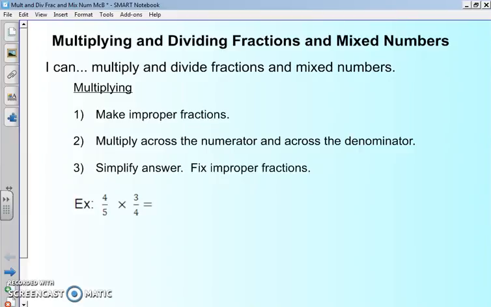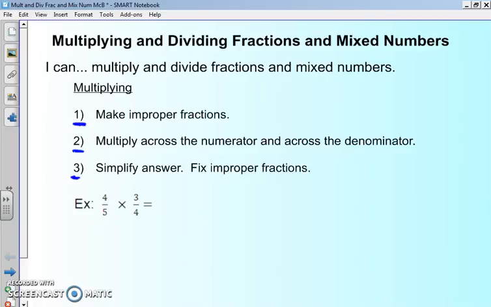So there are three main steps that you need to do when you are multiplying fractions or mixed numbers. The first thing is, if there are any mixed numbers in the problem, you need to first make those improper fractions. That's always the first thing you need to do. The second step would be to multiply across the numerator and across the denominator. And the third step would be to simplify your answer and fix any improper fractions. So if you end up with an improper fraction at the end, you want to turn that back into a mixed number. So let's take a look at this first example here.